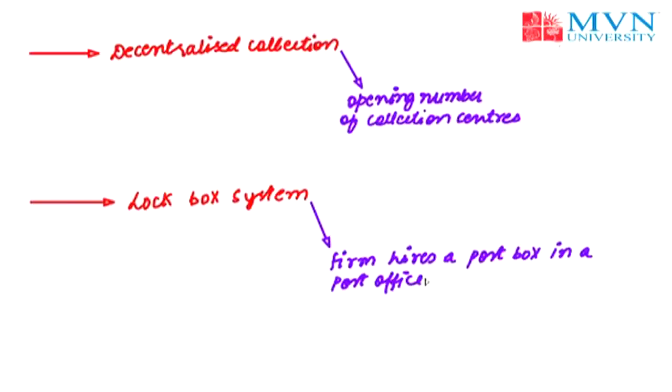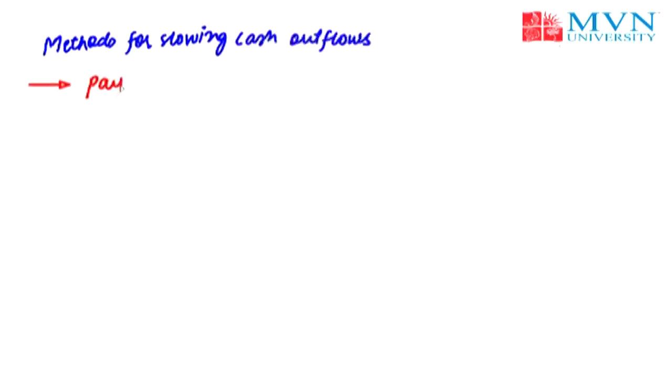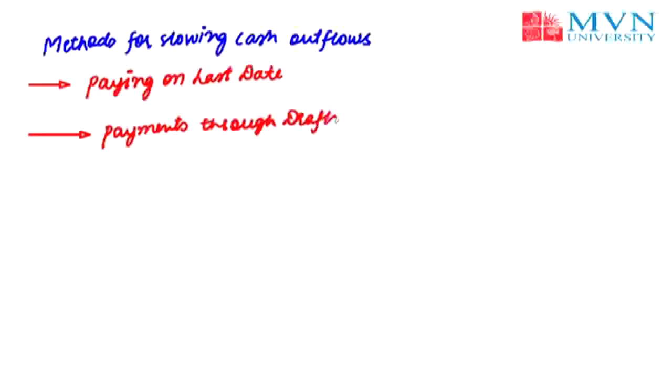Now let us discuss certain methods of slowing cash outflows, wherein the first one is paying on the last date. In this, the disbursement can be delayed by making payments on the last due date only. In the second method, the payments are made through drafts. In this, a company can delay payments by issuing drafts to the supplier instead of giving checks.